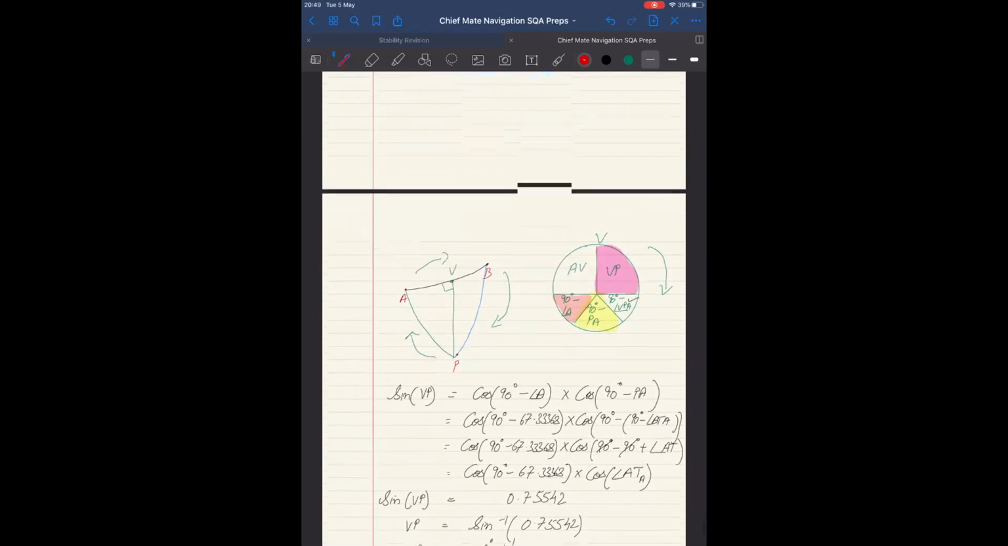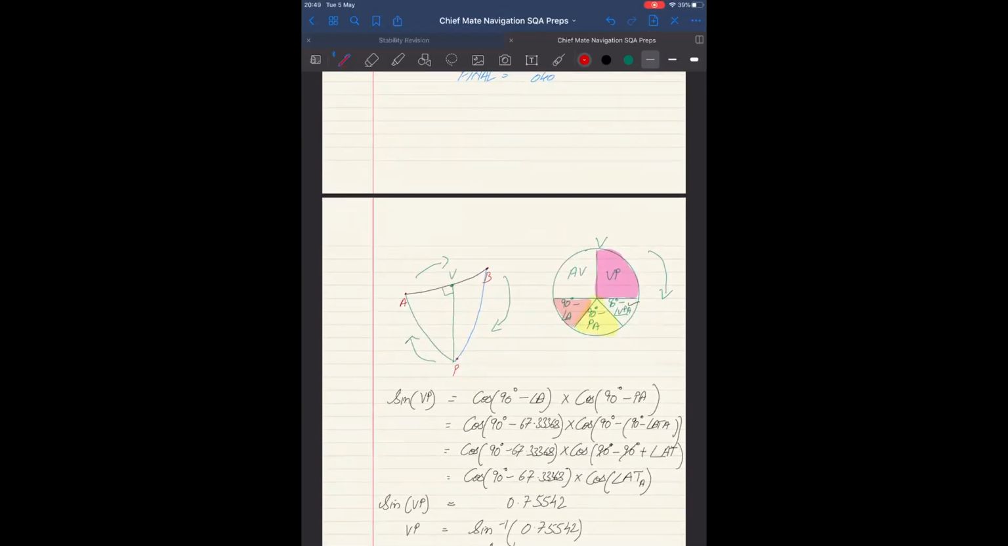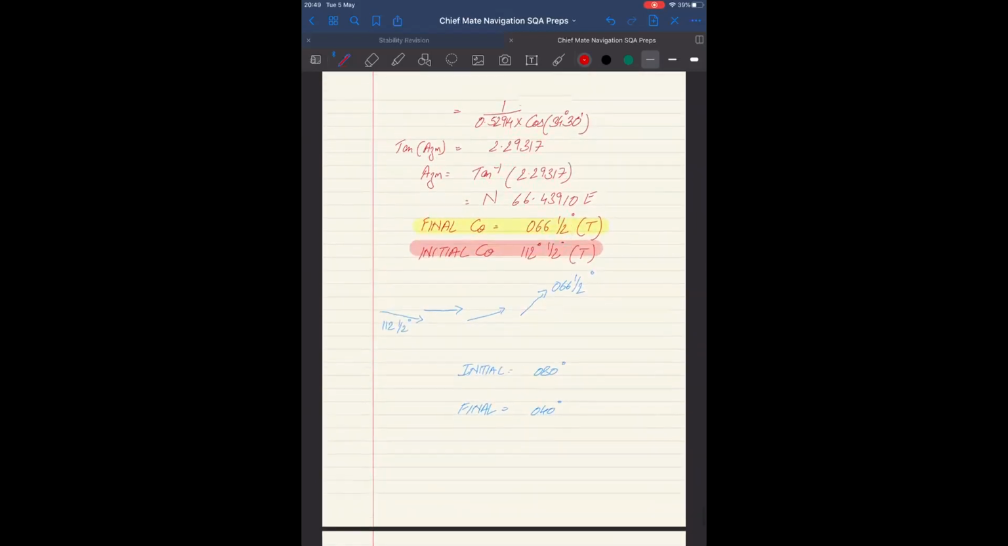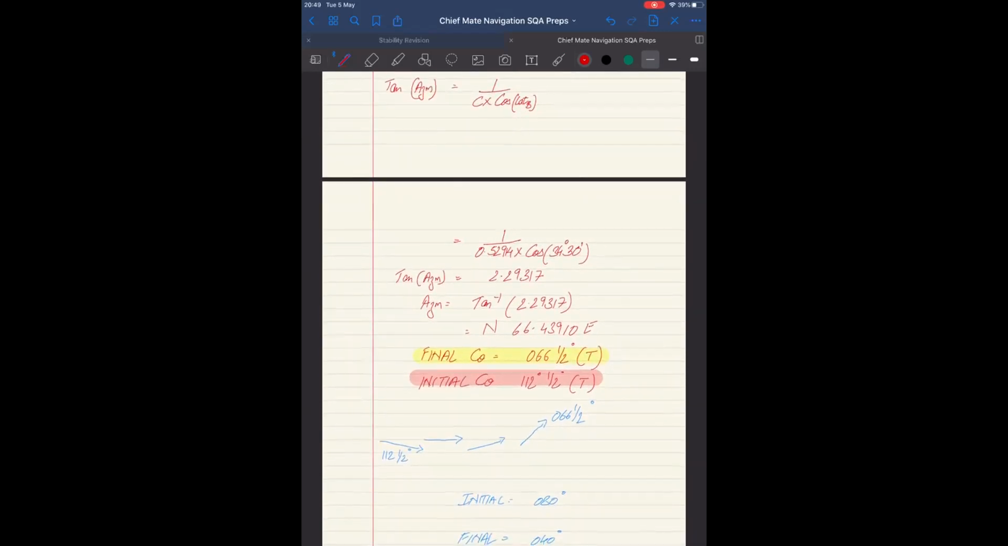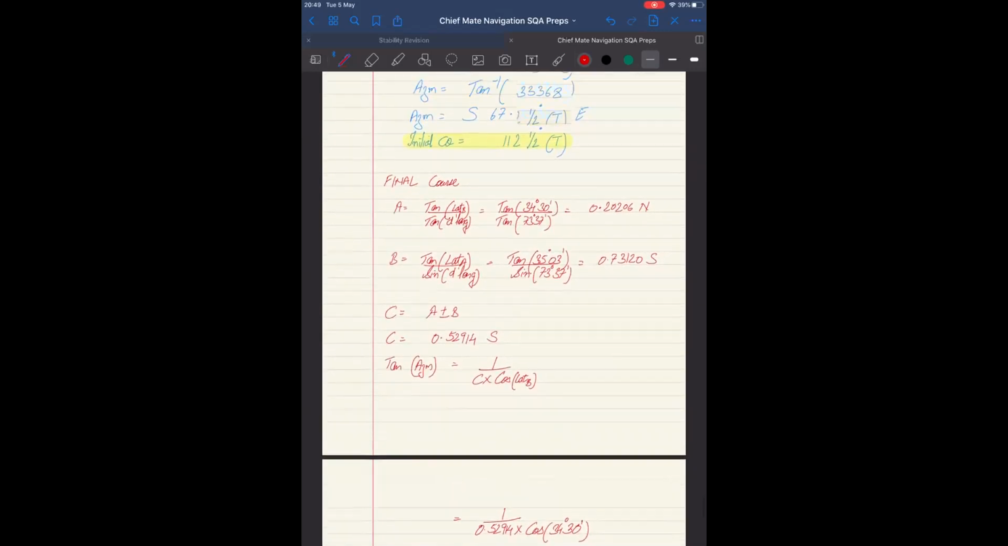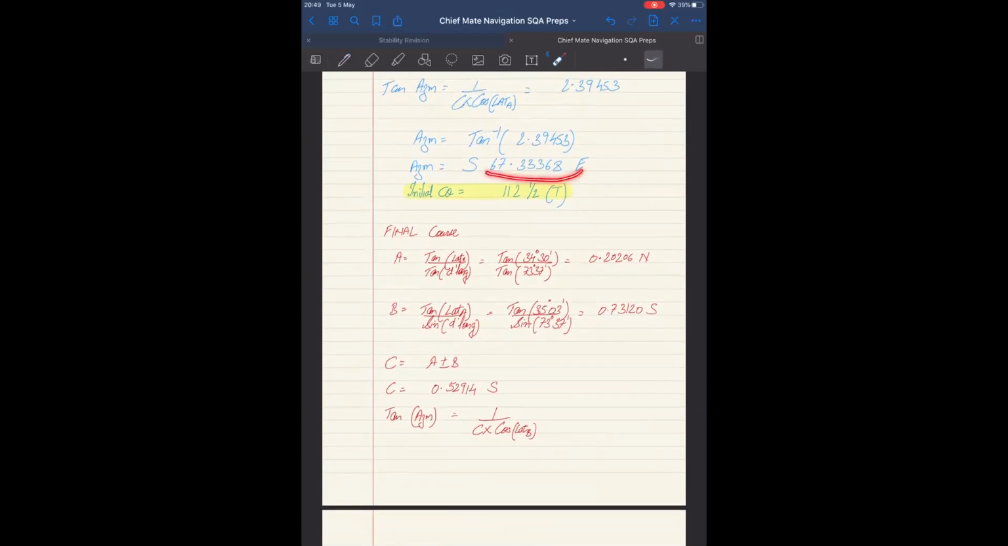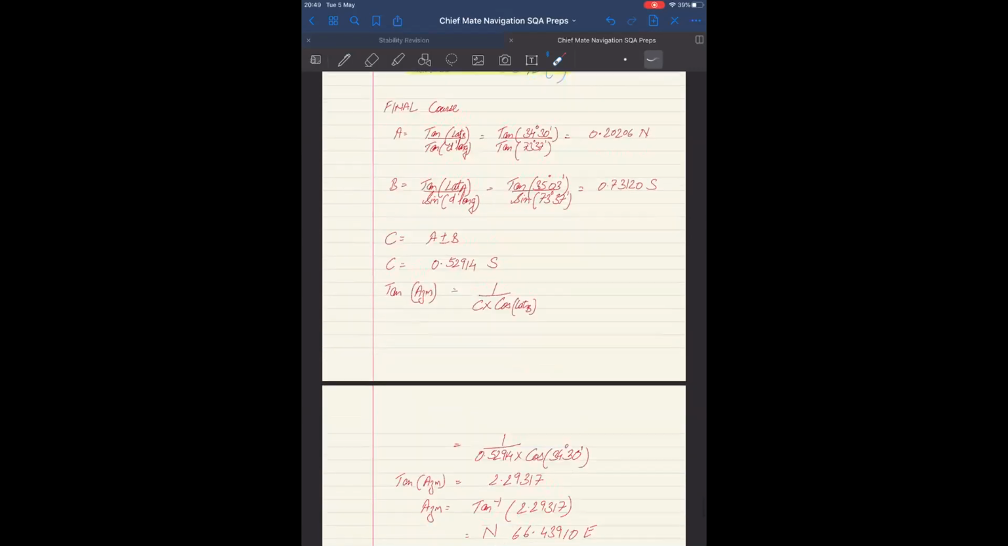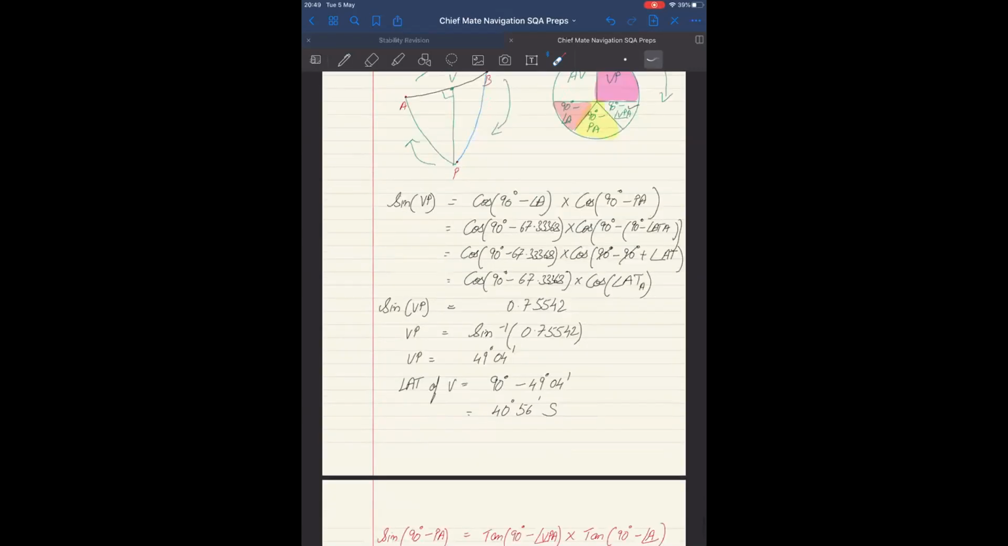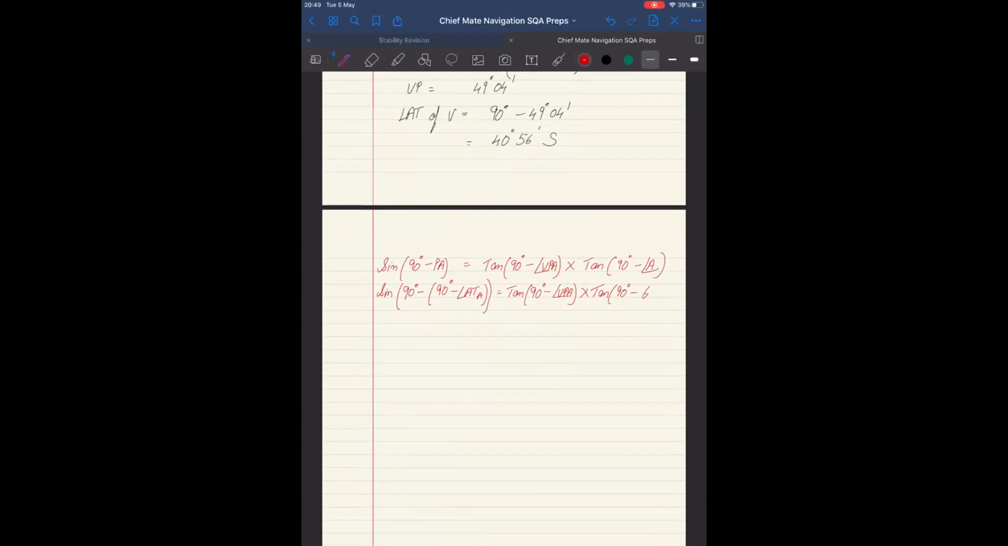So this is the initial course. As I said, we are supposed to take this value. We cannot take this value. So this is 67.33368. We write it as 67.33368.